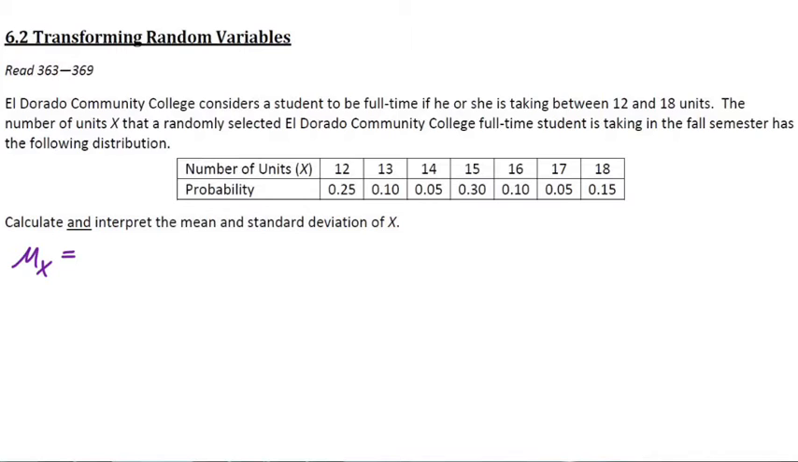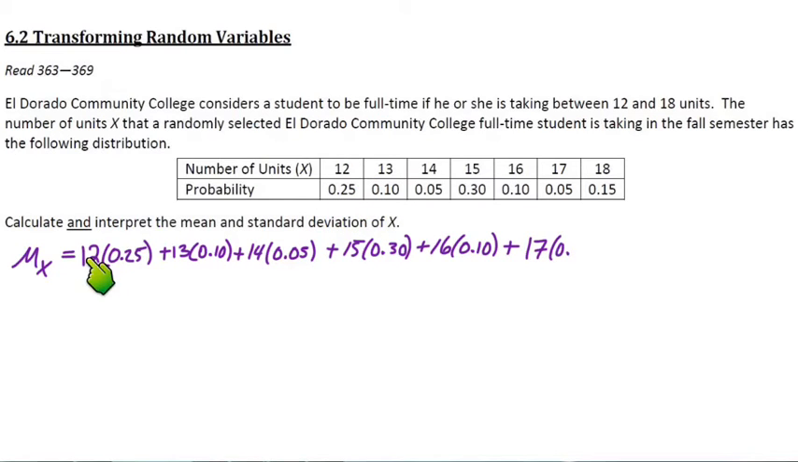We've done this for discrete random variables in the past. We just take each outcome and multiply it by its probability, and then add up all of those products. So 12 times 0.25 plus 13 times 0.1 plus 14 times 0.05, and so on, which gives us our mean of 14.65 units. Apparently, that would be the average number of units for a randomly selected student at El Dorado Community College.